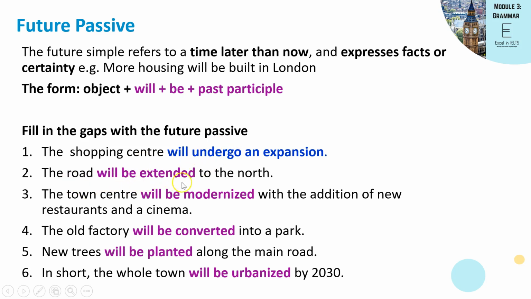So the road will be extended to the north. The town center will be modernized. The old factory will be converted. In short, the whole town will be urbanized by 2030. So as you can see now, all these sentences have a future meaning compared to the previous one that we looked at. And that's all you need to keep in mind when it comes to grammar for maps. So first of all, decide on the tense that you need to use and then use the passive form of that tense.